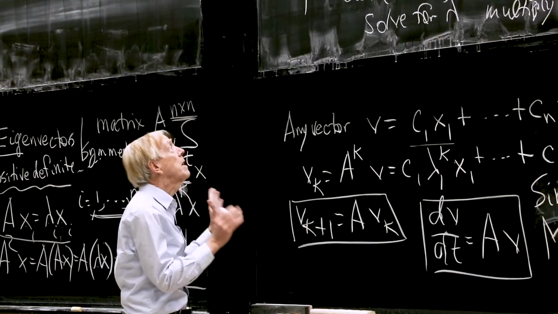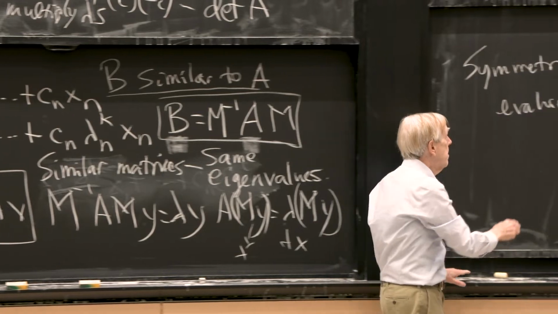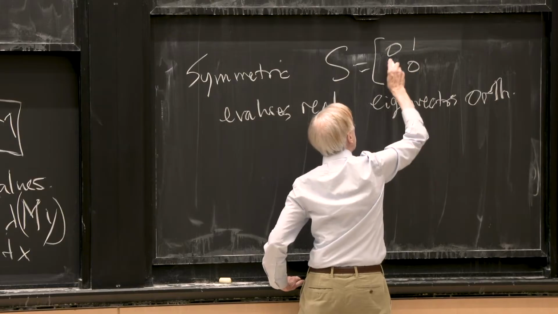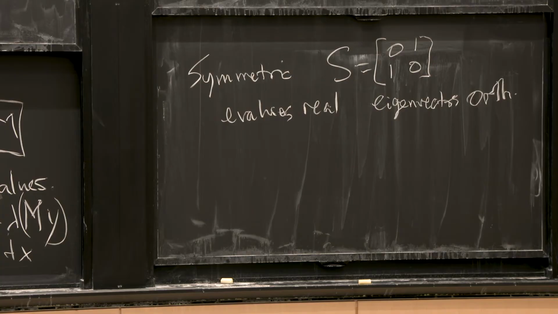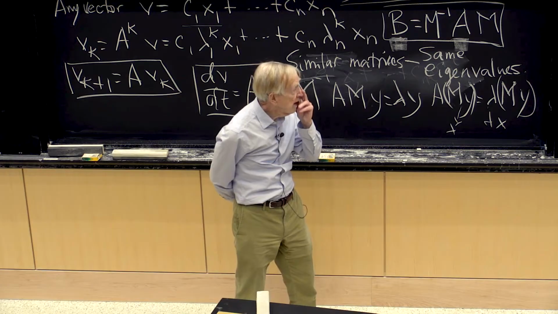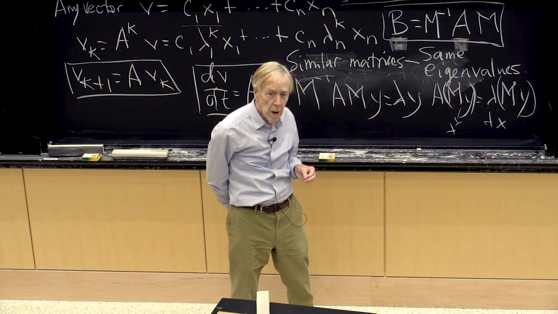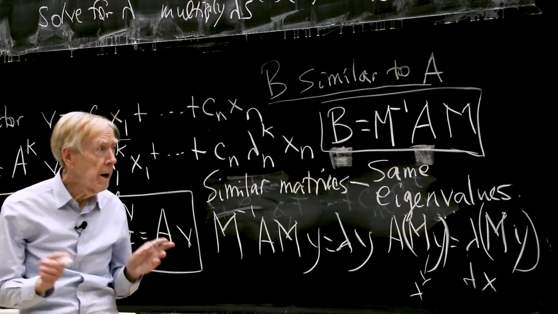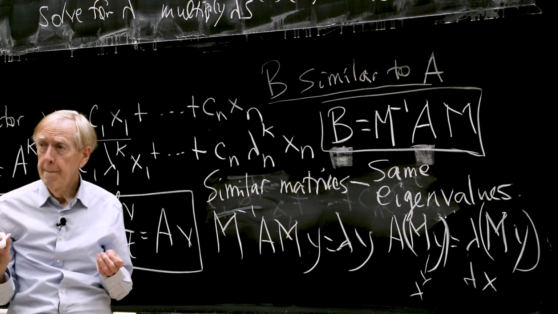Let's have an example. Let me put an example here. Suppose S, now I'm calling it S, is 0, 1, and 1, 0. So that's symmetric. What are the eigenvalues of that symmetric matrix S? Plus and minus 1. Well, if you propose two eigenvalues, I'll write them down, 1 and minus 1. And then what will I do to check them? Trace and determinant.